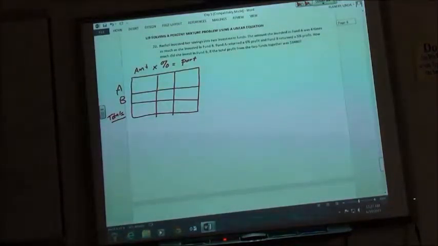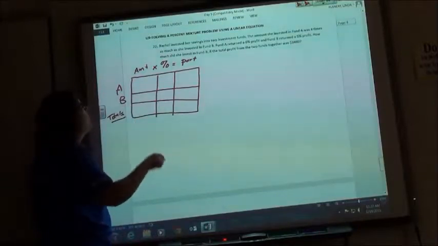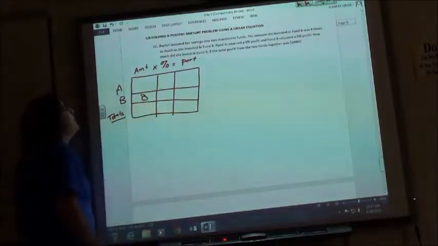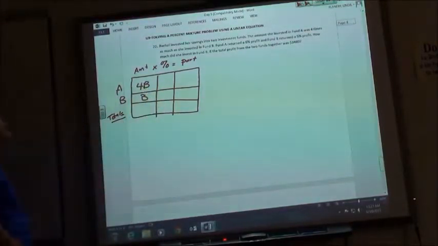So it says Rachel invested her savings into 2 investment funds. The amount she invested in A was 4 times as much as she invested in B. So we don't know the amounts for either of them. Since they're putting A in terms of B, I'm going to put the amount in B is B, and the amount in A is 4 times the amount she put in B, right?